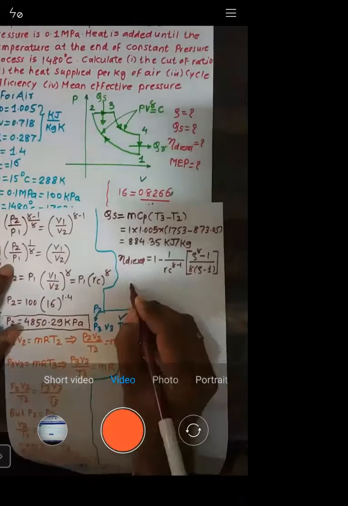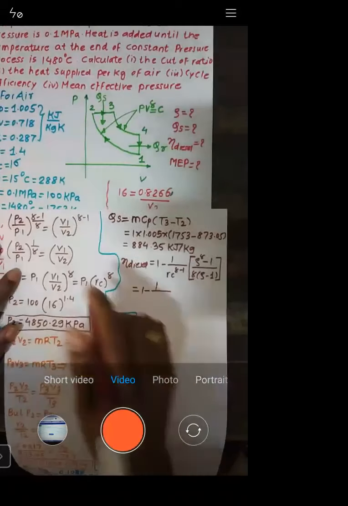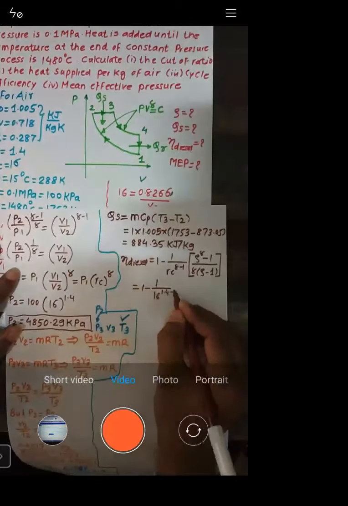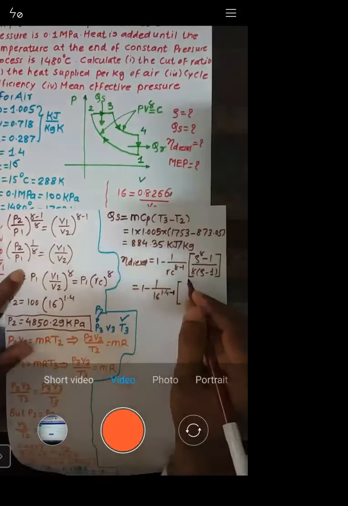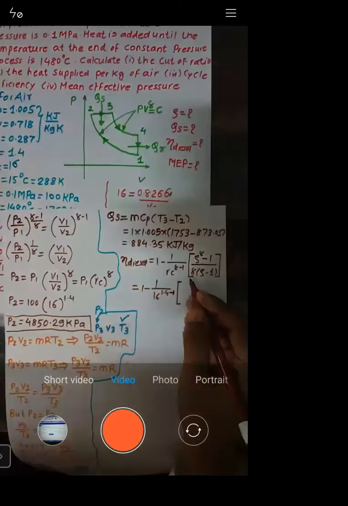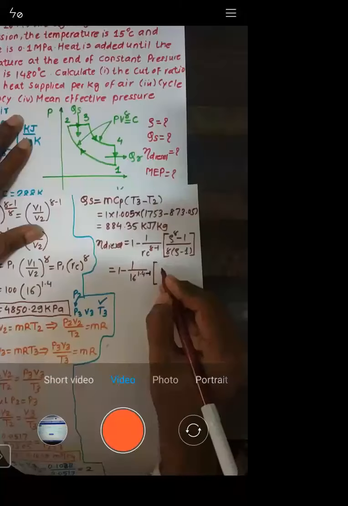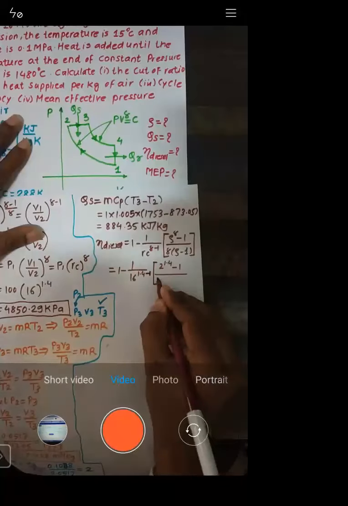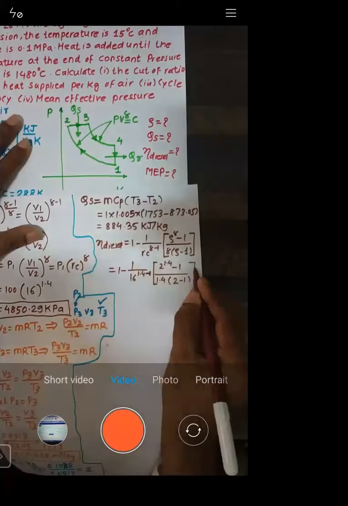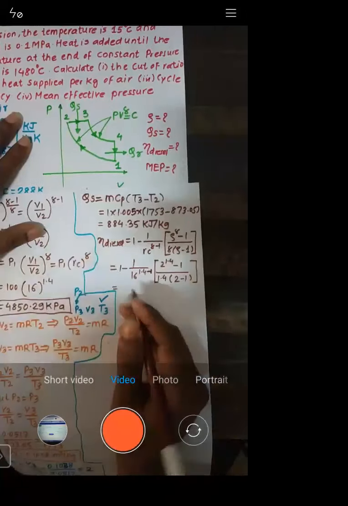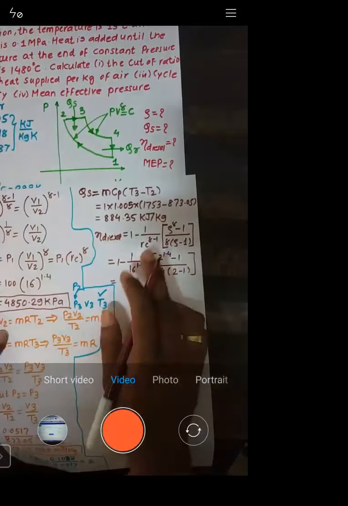1 minus 1 upon RC. The value of RC is given as 16. Gamma is 1.4, minus 1, right? Into bracket, rho we have just calculated as 2. The value of rho is 2. So 2 raised to power 1.4 minus 1 upon 1.4 into rho minus 1, which is 2 minus 1. See, very simple. I just put the values in this particular formula, and let us calculate the efficiency of the diesel cycle.